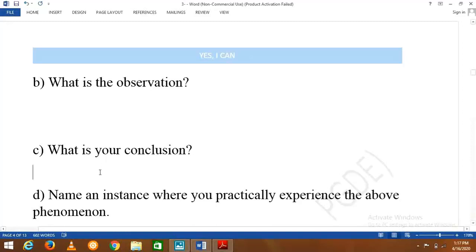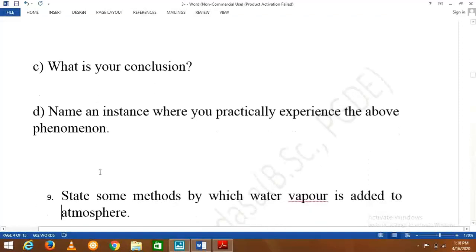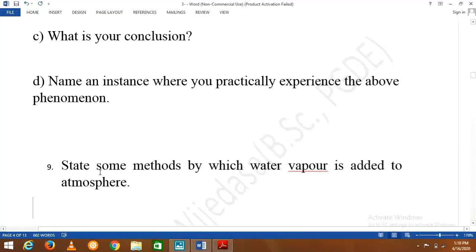The conclusion is, there is water vapor in the atmosphere and that water vapor gets condensed on the cold outer surface of the glass. So you can experience this practically in certain other instances as well.